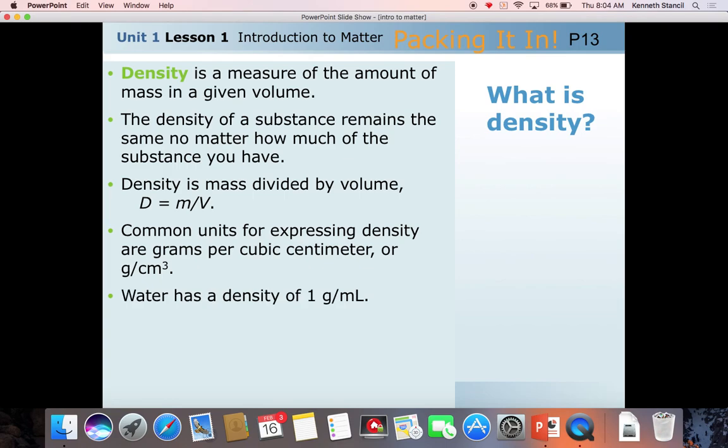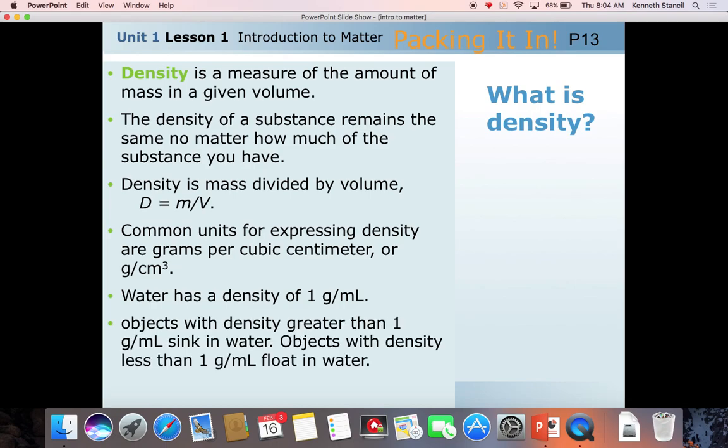Water has a density, again, of 1 gram per milliliter. Common sense here, objects with a density greater than 1 gram per milliliter sink, objects with density less than 1 float.